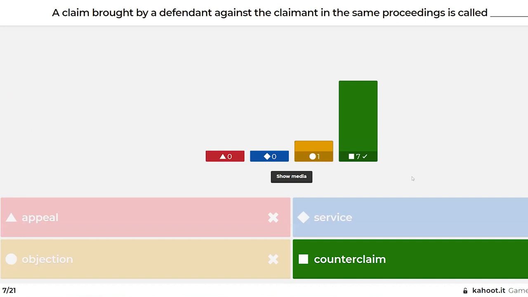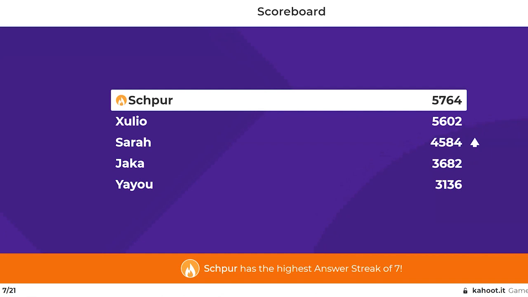So the answer is counterclaim. Almost everyone guessed correctly. This one doesn't seem to be too hard. Wow, Spur has the highest answer streak of 7. Every question answered correctly. And I think the rest of the first 5 too. Very, very great. So documents shall be what?